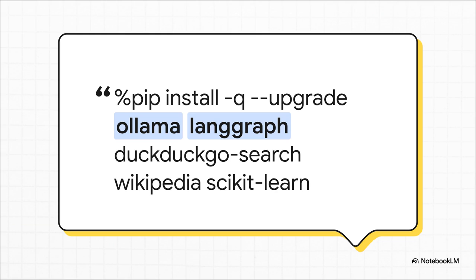So, let's break down what we're pulling in here. Ollama is our bridge to the local LLM. The search and Wikipedia packages, those are like giving our agent its first set of eyes and ears on the world. But pay special attention to that LangGraph library. It might seem like just another package now, but trust me, it's the secret ingredient for the really powerful agent we're going to build at the very end.